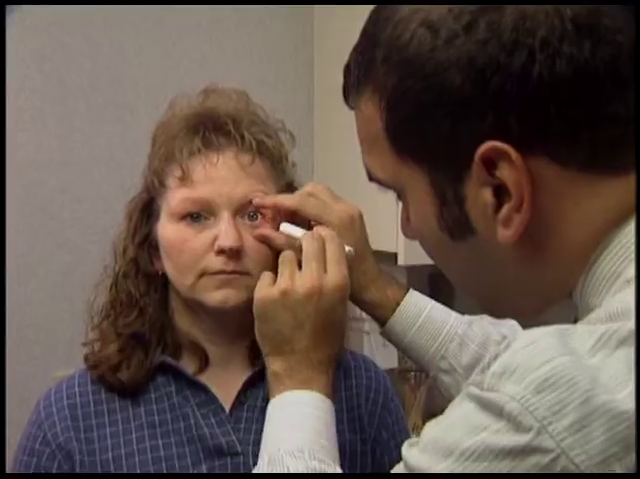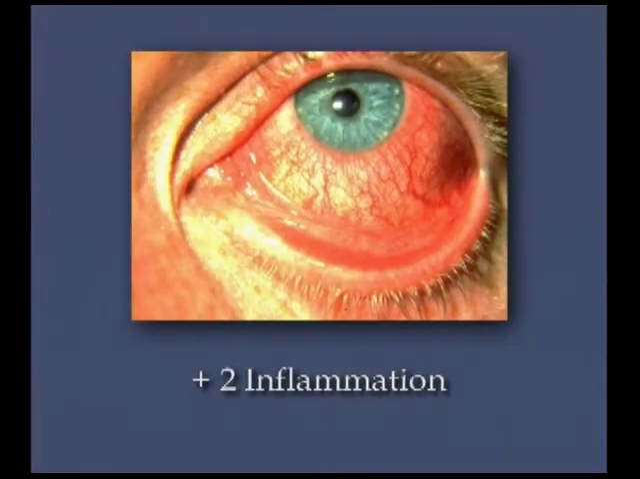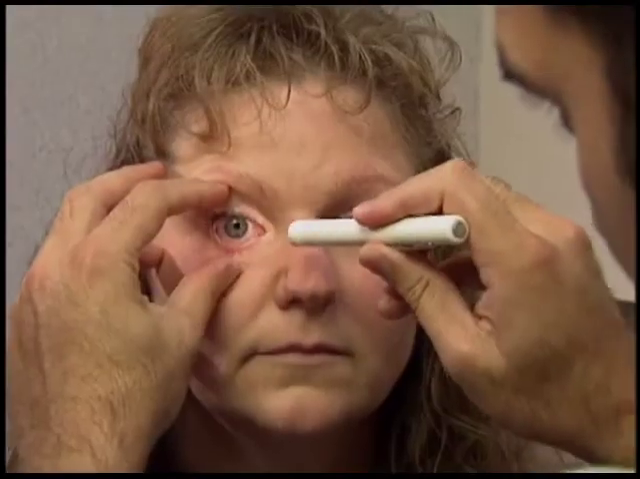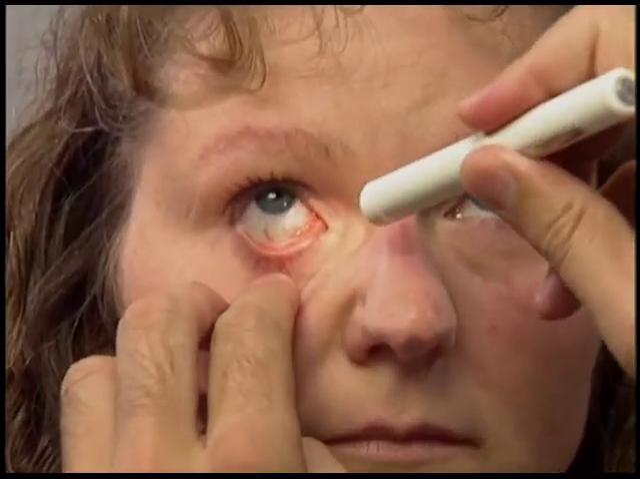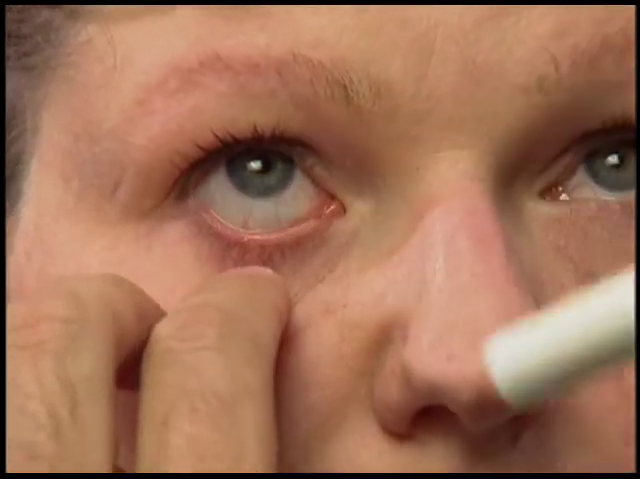Conjunctivitis and conjunctival foreign bodies are fairly common problems. In conjunctivitis, document the conjunctival inflammation on a scale of +1 to +4. Describe any discharge or tearing. Describe the color and character of the discharge. If a foreign body is suspected, pull the lower lid down while the patient looks up to see the inferior fornix, as debris can become lodged there.